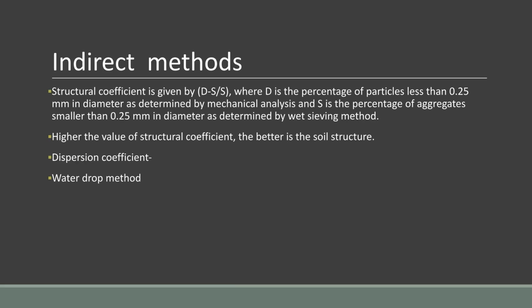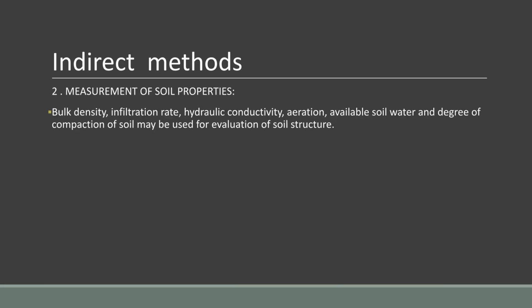The structural coefficient is another indirect measure, calculated using the percentage of small particles from mechanical analysis and wet sieving. Higher values indicate better soil structure. The dispersion coefficient and water drop method are also used. Soil structure can also be evaluated by measuring related soil properties. These include bulk density, infiltration rate, hydraulic conductivity, aeration, available soil water, and the degree of compaction.